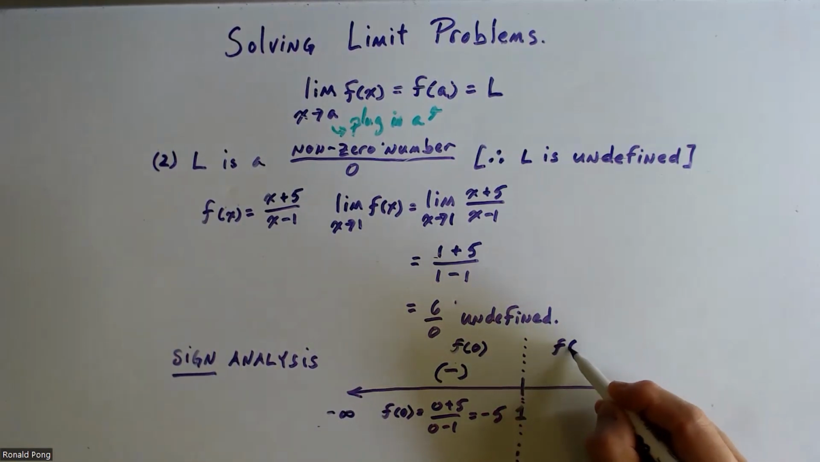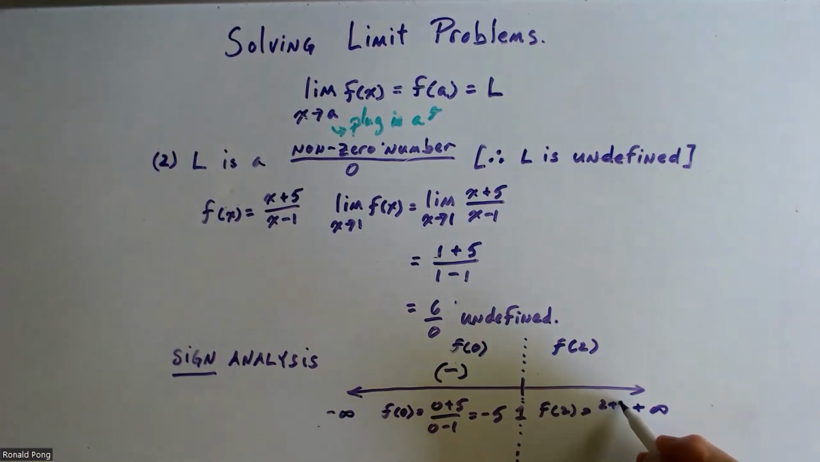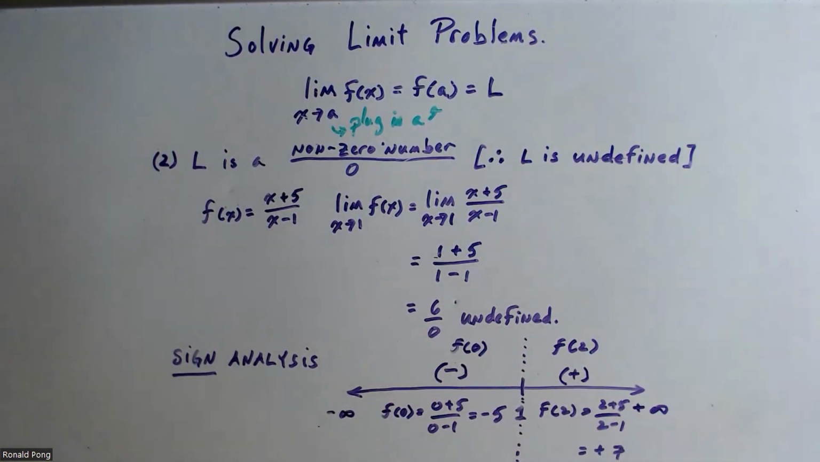Likewise, we'll pick an easy number in the right-hand interval. Let's say 2. Plugging in gives us 2 plus 5 divided by 2 minus 1, which is equal to +7. Again, I'm not interested in the 7 part. I'm interested in the sign, or the positive.